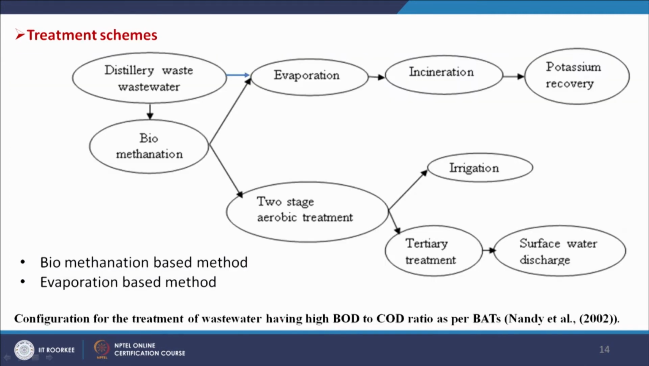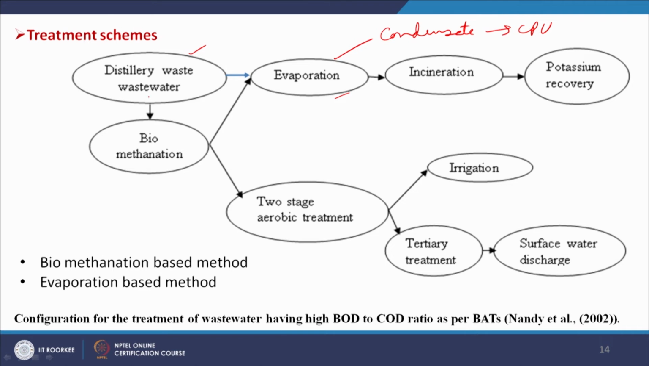And this is the treatment scheme. So, the distillery wastewater which we are getting, that is spent wash, can be directly evaporated, and then it will give one condensate and another will be concentrate. That concentrate will go for incineration and potassium recovery, and the condensate will go to the CPU for water treatment.